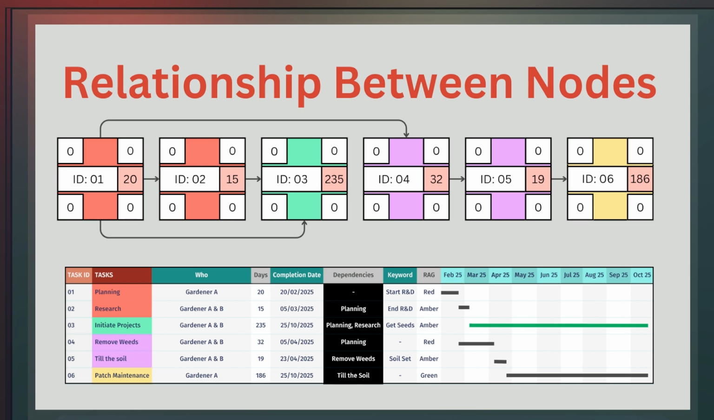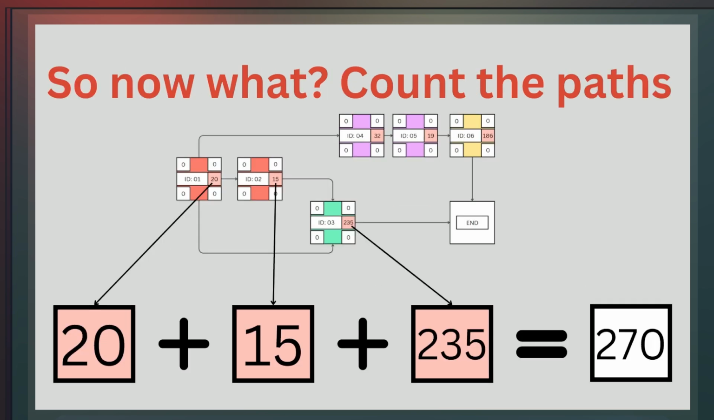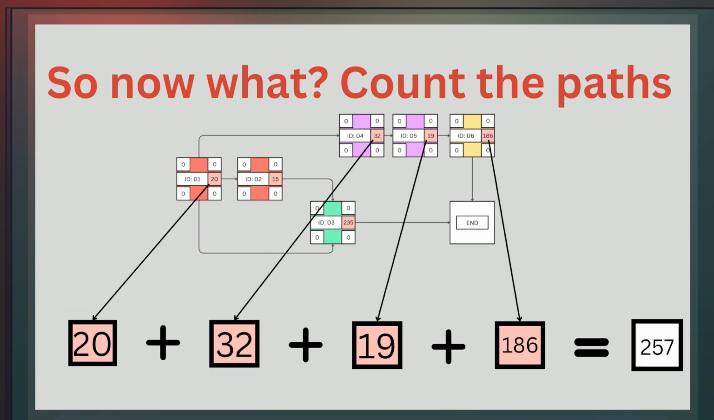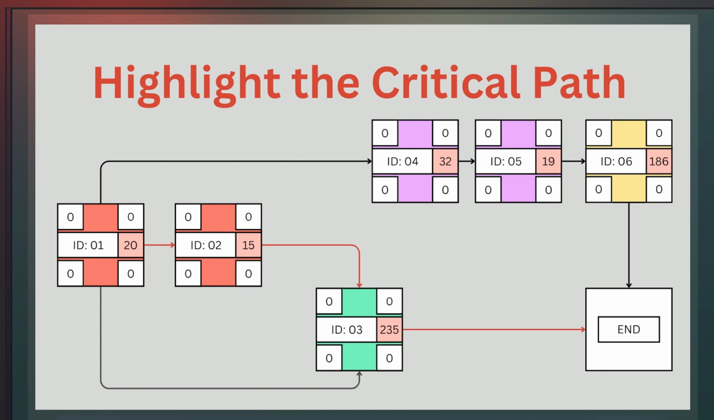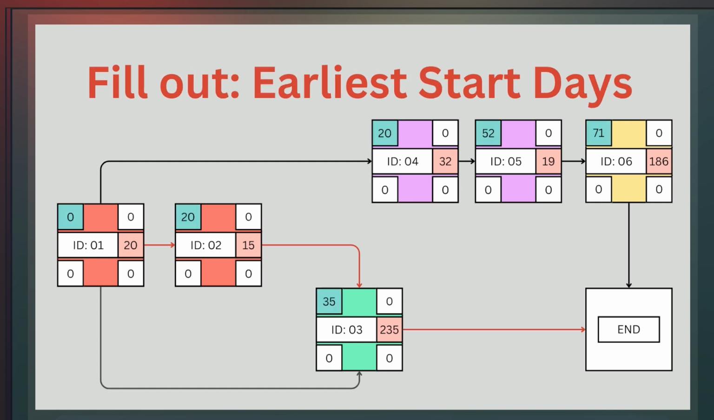Now that we've linked all tasks based on dependencies, we analyze the total time each path takes to reach project completion. Path 1, consisting of tasks 1, 2, and 3, takes 270 days in total. Path 2, consisting of tasks 1, 4, 5, and 6, takes 257 days in total. Since Path 1 takes the longest time, it forms our critical path, determining the minimum duration required to complete the project. To calculate the earliest start and finish days, we go forward through the diagram.